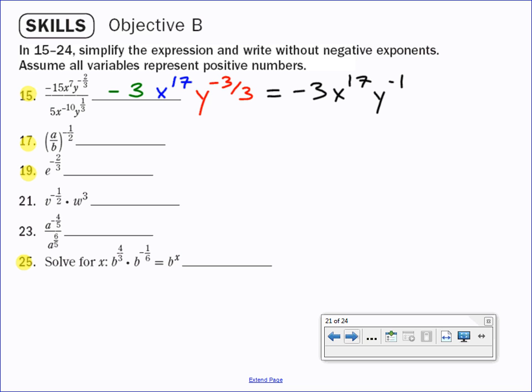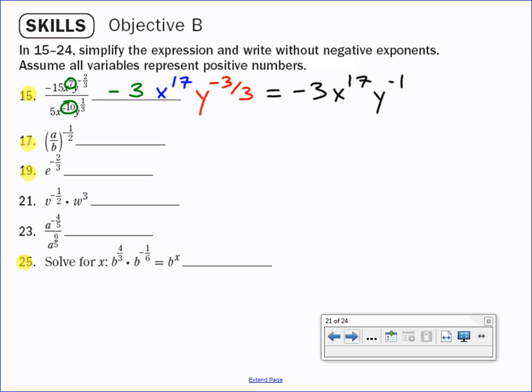Olivia? How did you get the 17? So, great question. How do I get the 17? We had an x power on top and an x power on bottom, so I can use my quotient of powers property where I subtract exponents. Top exponent minus bottom exponent. What's 7 minus a negative 10? So if it's 7 minus a negative 10, that's the same as 7 plus a positive 10, which is 17.